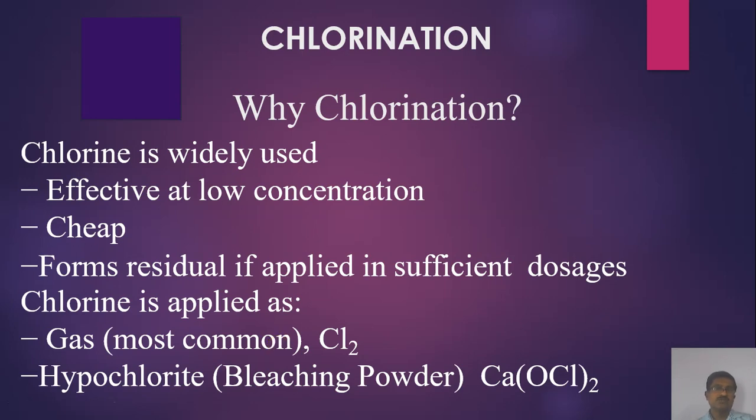Now, the mostly used method is chlorination. Why is chlorination carried out? Chlorine is widely used in the disinfection process, effective at low concentration, and cheap. It is a cheap method. It forms residual if applied in sufficient dosages. Chlorine is applied as gas, most common, Cl2, and as hypochlorite, bleaching powder, CaOCl2.